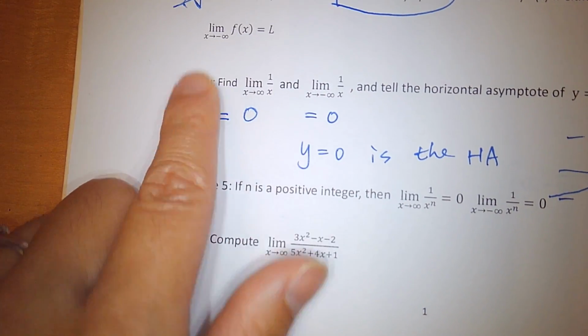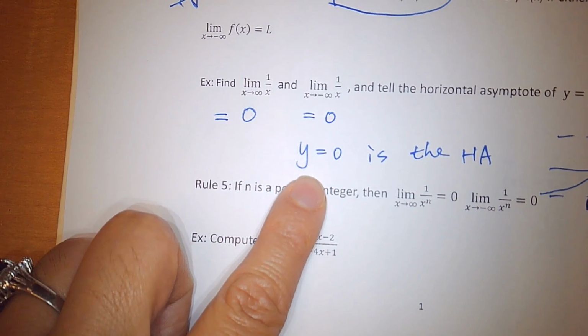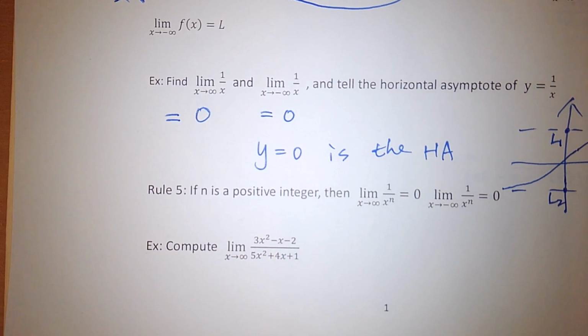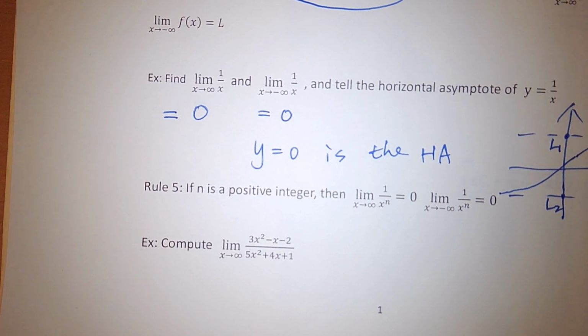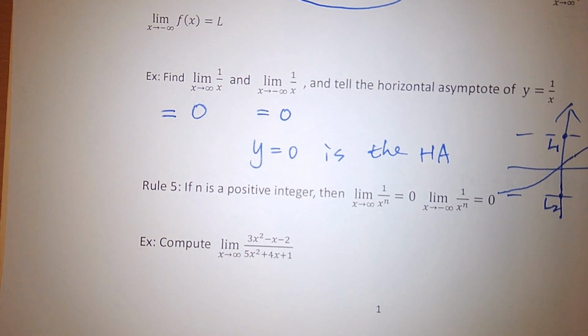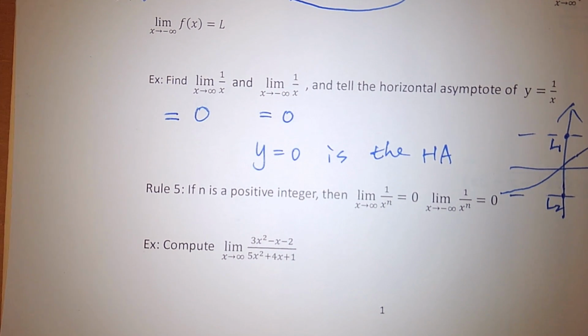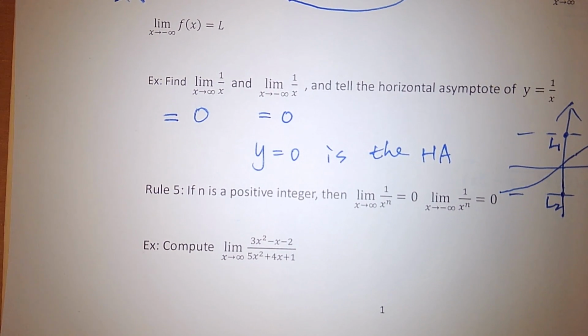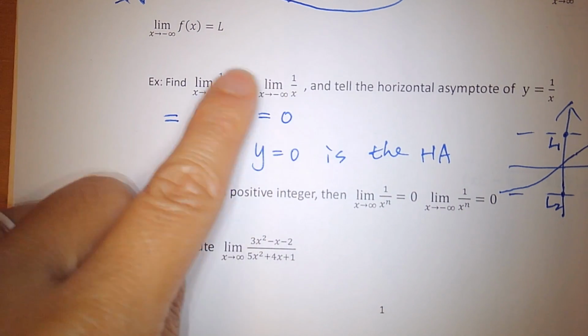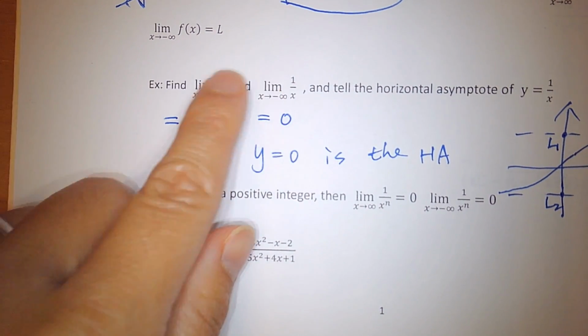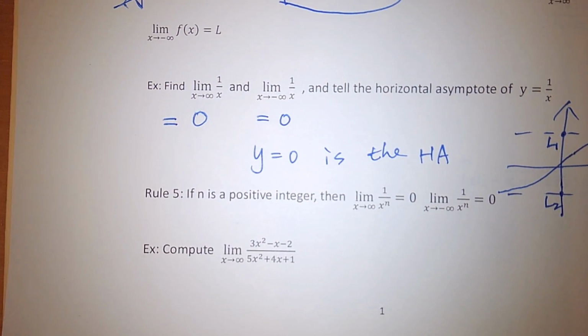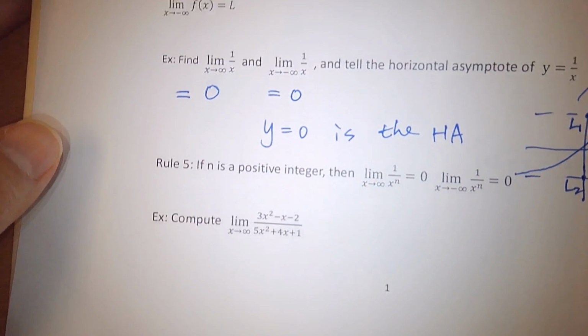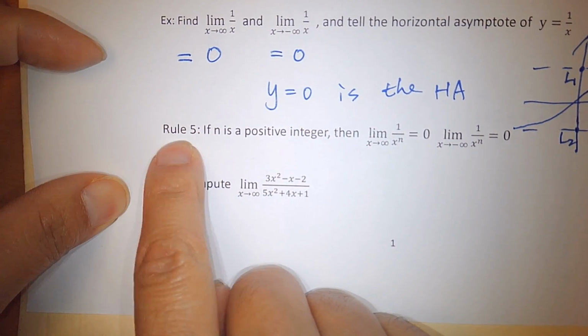Well, for this example, both limits are equal to the same value, so we say just one horizontal asymptote. But a lot of times, we may have more than one horizontal asymptote. And at most, how many horizontal asymptotes? At most 2. Why? Because we only need to find 2 limits. So at most 2 horizontal asymptotes. Alright, so we have this rule 5.